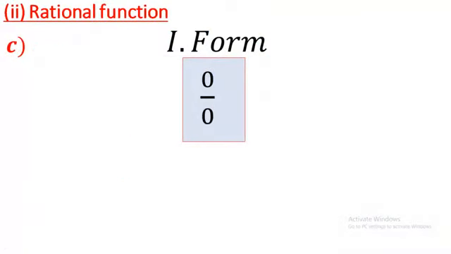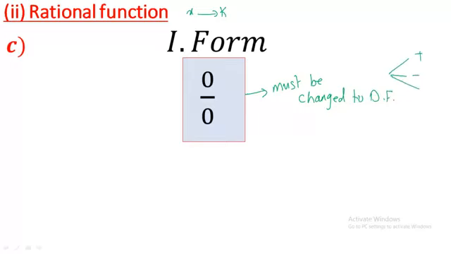Now, what is the indeterminate form? If I have a rational function and x tends to a number, then we may have indeterminate form, which is 0 over 0, and this form must be changed to what? It must be changed to determinate form, which is a positive number or negative number or 0.